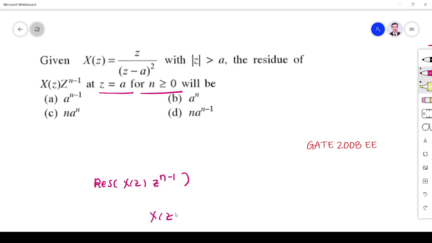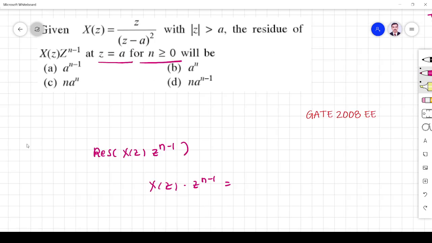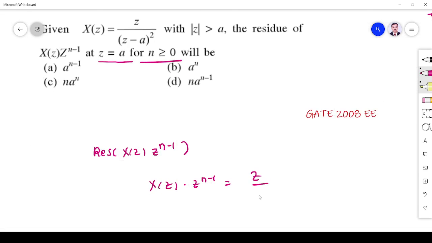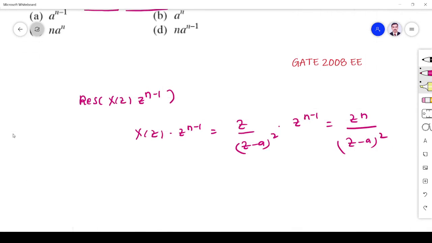So what is X of z into z power n minus 1? X of z is given here. X of z is z by (z minus a) whole square multiplied by z power n minus 1. So that will be z power n divided by (z minus a) square. So for this I have to find the residue.